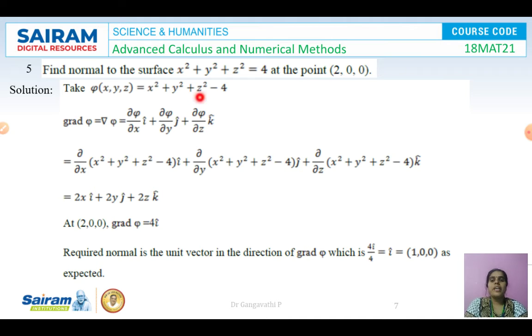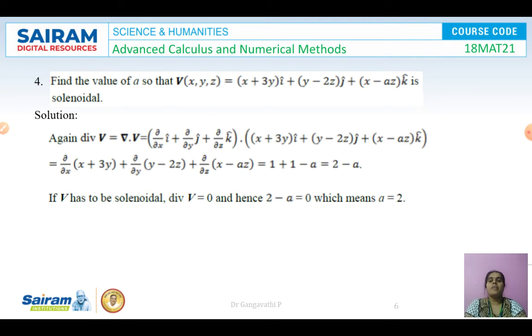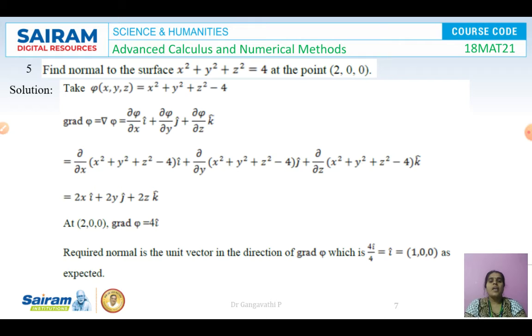So given phi is this. So we have to find grad phi: dou phi by dou x i, dou phi by dou y j, dou phi by dou z k cap. So dou by dou x of phi, dou by dou y of phi, dou by dou z of phi. i, j and k are the unit vectors along the x, y and z axes. So differentiate here with respect to x, which gives us 2x i cap, and differentiate here with respect to y. Differentiation of y square is 2y j cap, and here 2z into k cap.